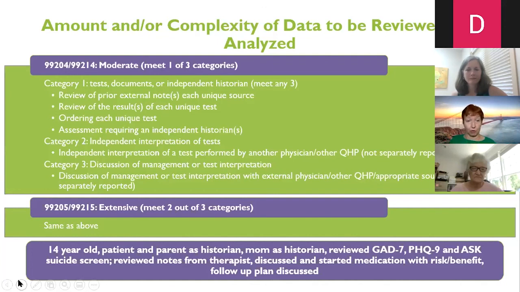So our 14-year-old, the patient and parent are historians. Mom's a historian. You've reviewed your screens. You've reviewed your notes from your therapist. You've discussed and started medication with risk benefit and a follow-up plan discussed. That meets the extensive 99215. So you can code for these because of the medical decision-making complexity. The nice thing about the 2021 codes, again, too, is that medical decision complexity comes without having to do a physical exam. So that's what helps to make this by telehealth something that you can do and make your margin to meet your mission.